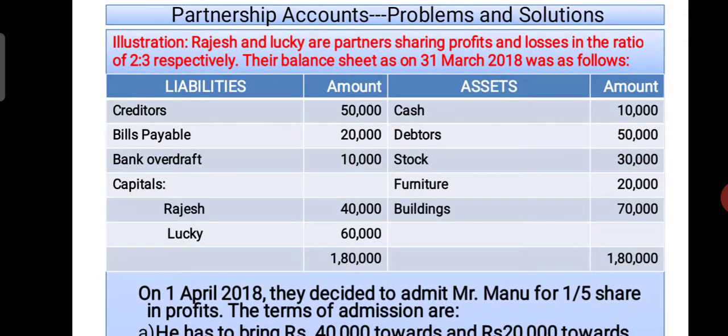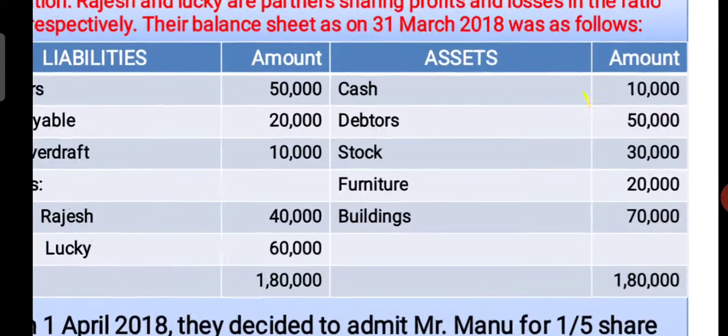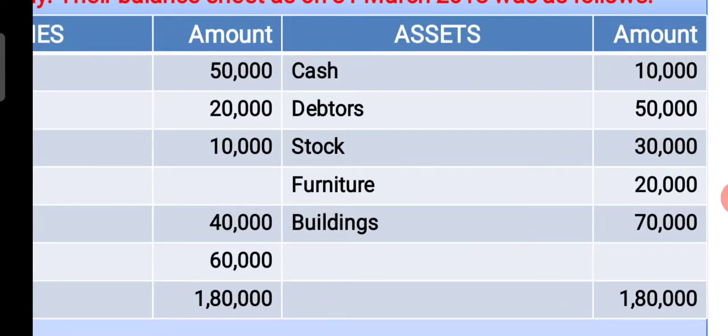See the problem. Rajesh and Lucky are partners sharing profits and losses in the ratio of 2:3 respectively. The balance sheet as on 31st March 2018 was as follows. So here the old partners' balance sheet is given. On the asset side, there are some assets you can observe.